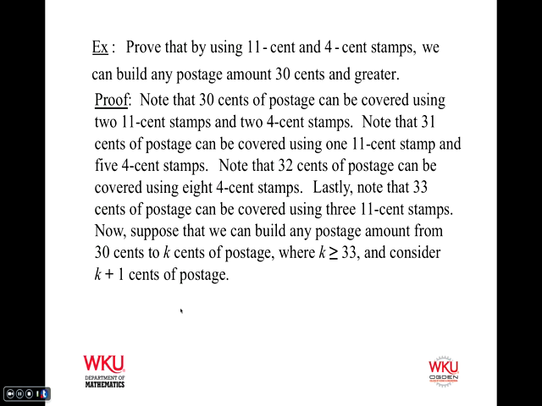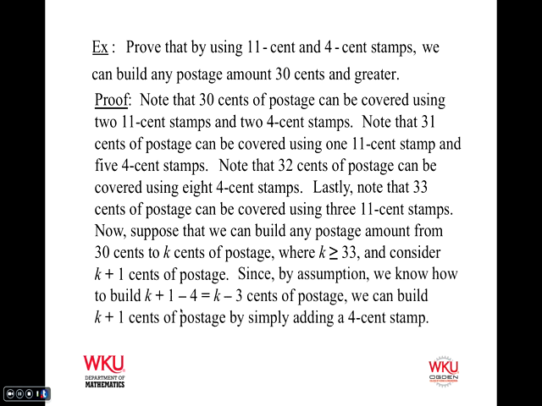And consider K plus 1 cents of postage. Well, the way we say this, and it's pretty obvious at this stage, right? You say, well, by assumption, we know how to build K plus 1 minus 4, K minus 3 cents of postage, okay? And K minus 3 at the very minimum would be 30 cents of postage, which we've covered. We can build K plus 1 cents simply by adding a 4-cent stamp. Therefore, by strong induction, the statement is proved.